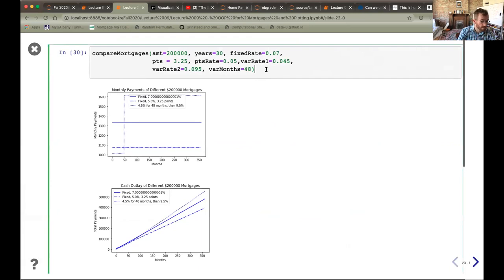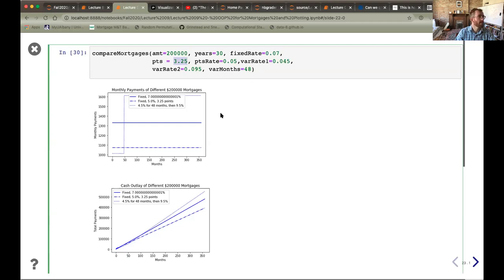Let's go ahead and run this. So for a $200,000 loan amount, 30-year mortgage, say a fixed rate with 7%. Again, luckily rates are much lower right now. Versus a mortgage with points, 3.25, 5%. And then we also have our 2-rate mortgage.